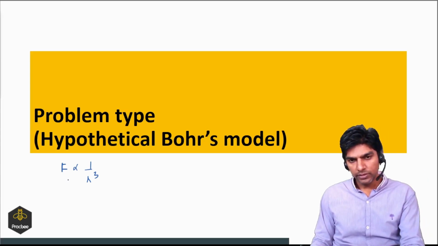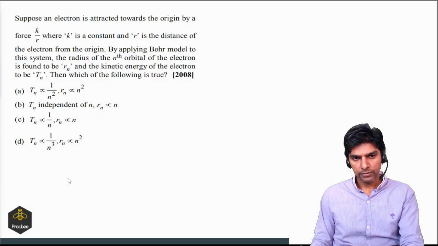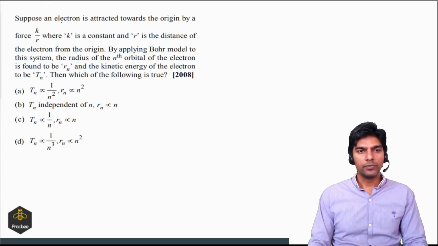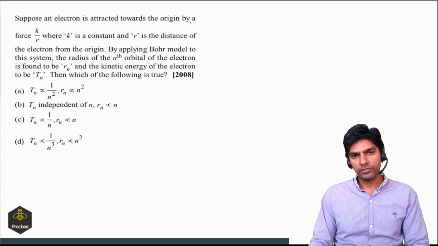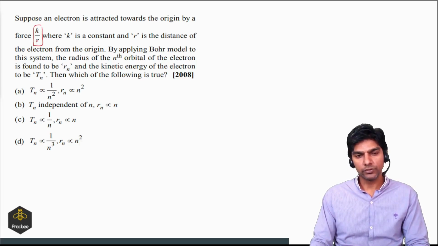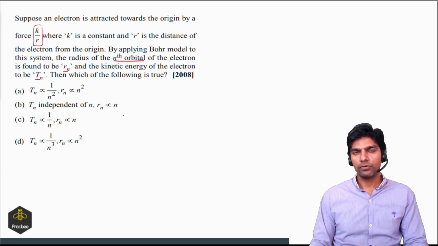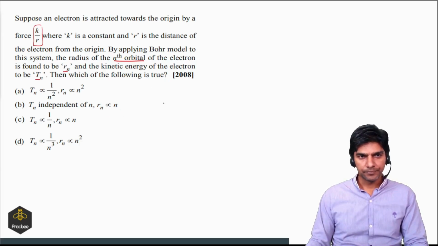right? So let us see some typical question that can be asked. Suppose an electron is attracted towards the origin by the force k by r. Can you see here it is inversely proportional to r. It is not inversely proportional to r square. Where k is constant, r is the distance of the electron from the origin. By applying Bohr's model to the system, the radius of the nth orbit of the electron is found to be Rn and the kinetic energy is Tn. Then which of the following is true? Right, so let us see.